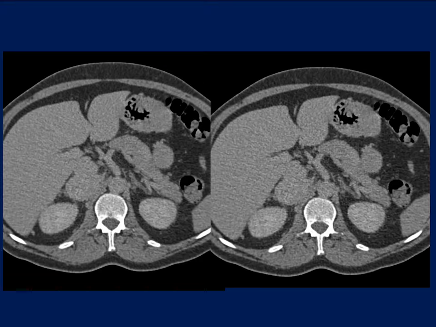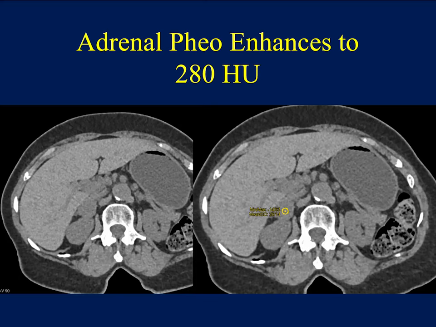And look how it washes out. If you measured the washout value in this patient, the washout value was 70%. If you also looked on later phase imaging at this lesion only, because you were looking at, let's say, the kidney or the abdomen, you would never have suggested a pheochromocytoma based on the appearance.